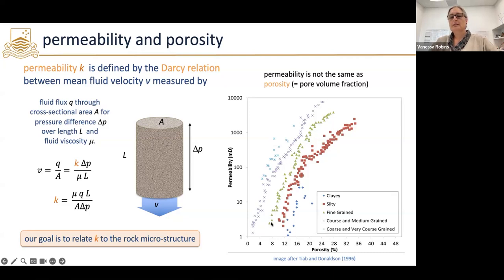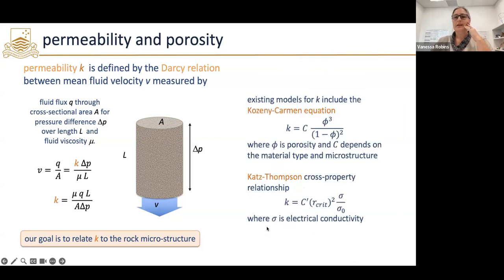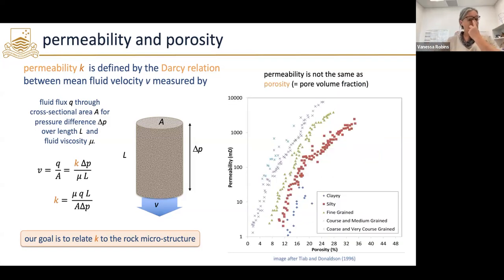So when we restrict ourselves to a single type of material, we can get a vaguely functional relationship between porosity and permeability. And that's captured in something called the Kozeny-Kármán equation. So here phi is the porosity, K is the permeability, and this constant of proportionality is just an empirical constant that comes from those different types of materials, okay?